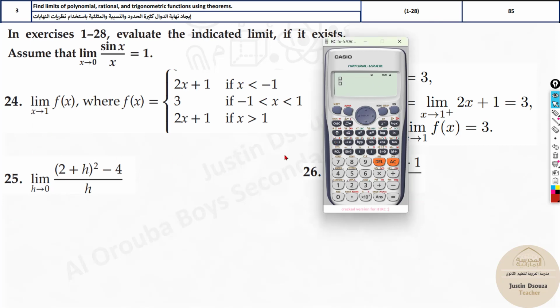Now the next one over here, just that they have changed x to h. Doesn't matter. All you need to do is type it out. You don't have the h symbol in this calculator, so you just use it as a variable x. Okay, it's (2 plus x) whole squared minus 4, divided by x. Now calculate at 0.0001. I'm doing the positive side first. It's 4. Now let me do the negative, minus 0.001. It's 3.999, which is also 4. So yes, the value exists over there.